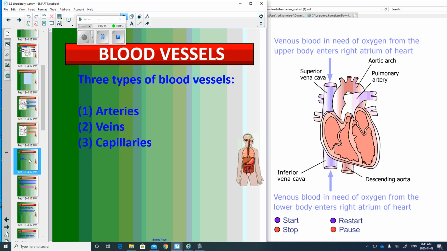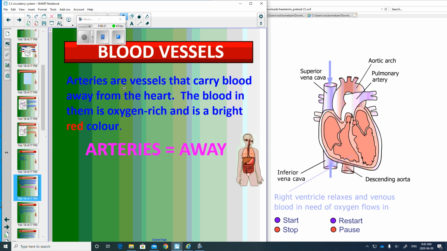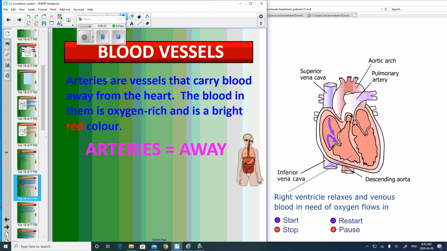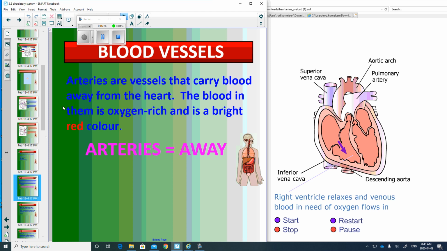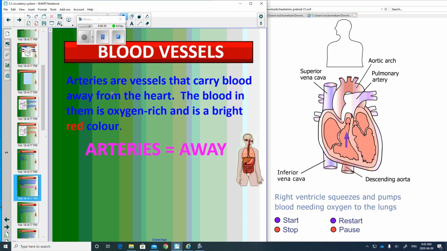Moving on to the 3 types of blood vessels: arteries, veins, and capillaries. Arteries are blood vessels that carry blood away from the heart. The blood in them is oxygen rich and is bright red in color. That's true most of the time.